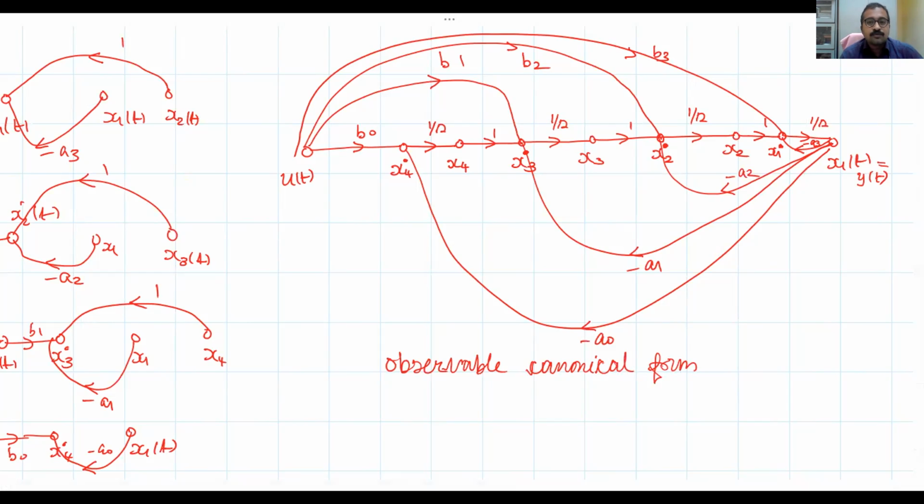So these are the main two standard canonical forms. There are other canonical forms also, like Jordan canonical form, then diagonal canonical form, etc. So we will stop here for the day.